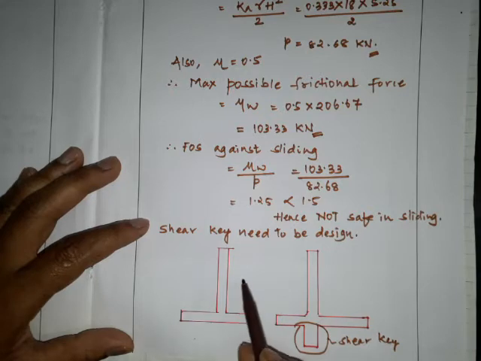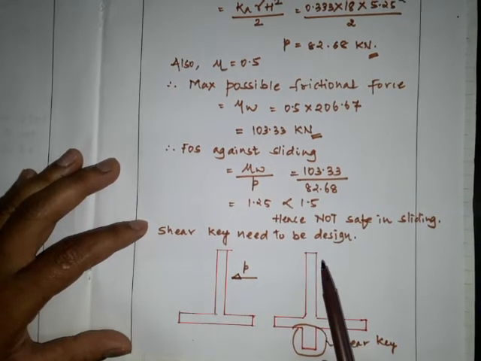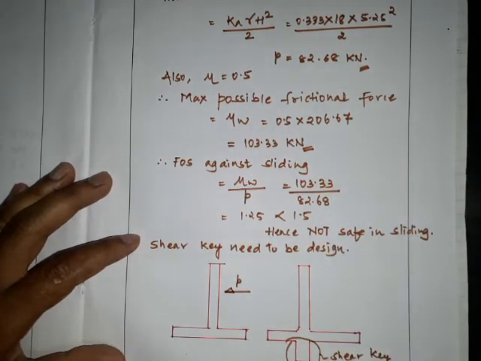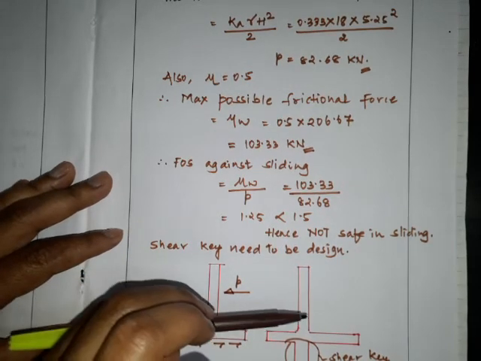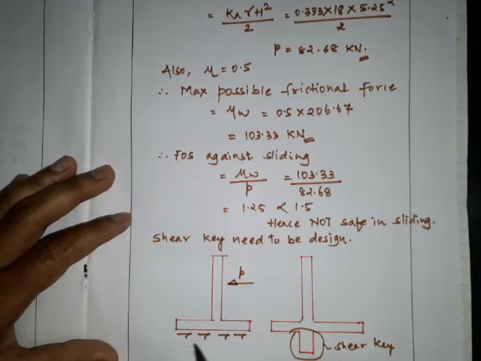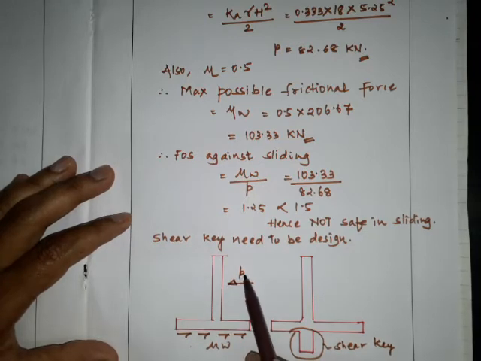Okay. So what will happen here? The pressure P, what you have calculated, and the resistance, that is frictional force, will act in the opposite direction. This versus this. So this will act in this direction and this will act in the opposite direction. So this is mu into W. So if this pressure is more than this, what will happen?